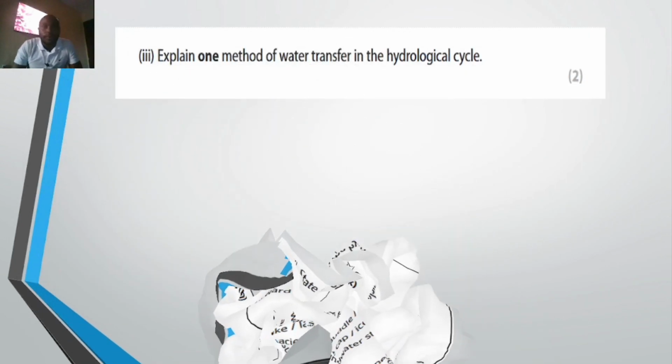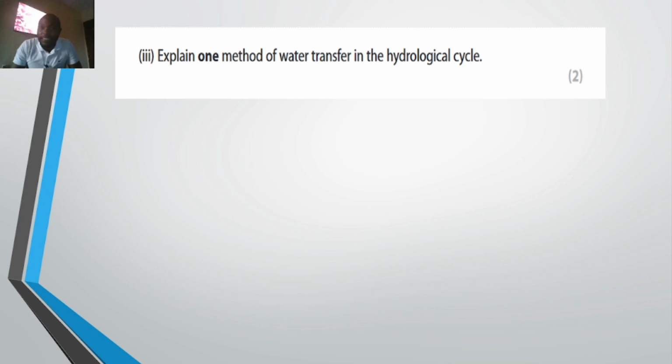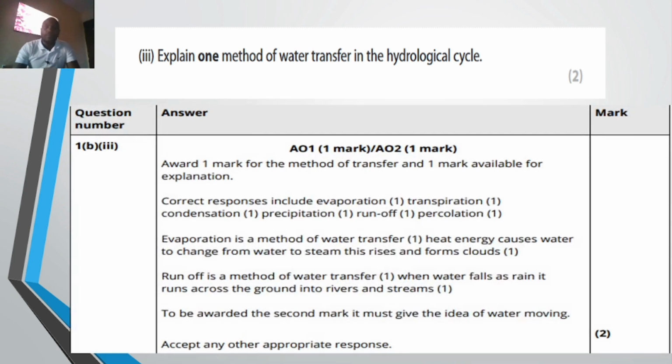Now let's look at another question. Explain one method of water transfer in the hydrological cycle. Just take one transfer and then explain it. You know them: condensation, evaporation, evapotranspiration, all those things. Whichever you pick and then explain, you're going to get your answer right, because you have transpiration, condensation, precipitation, runoff, which is overland flow, and percolation, infiltration. You can explain throughflow, all those things. Whatever you take and then explain, you're going to get your answers right.